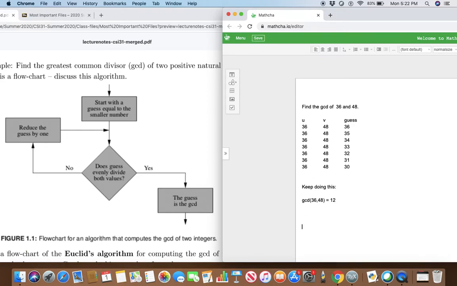At some point you will have 36 for u, no change of u, 48 and 12 as your guess has been reduced going down. Does it divide? Yes. That's when you get out. You get out of this loop. Okay. So this is an example of a beautiful flow chart. It gives you how your algorithm functions. Okay. You found your GCD. Okay.